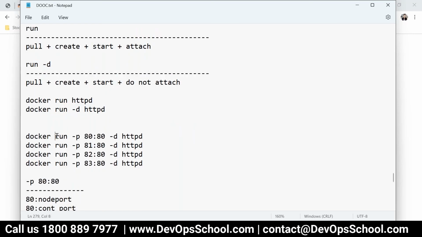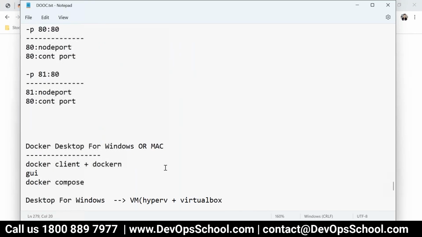And if you want to access the container from outside of the host, you have to expose it. Why? Because the container network is different, your node network is different. So you have to expose using the -p option. Are you comfortable, all of you guys?